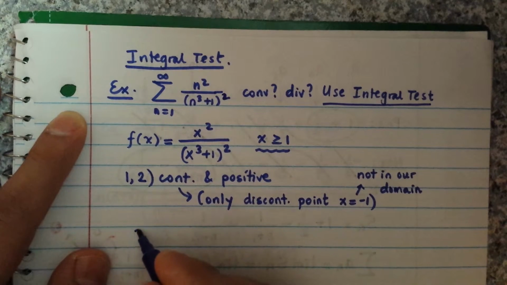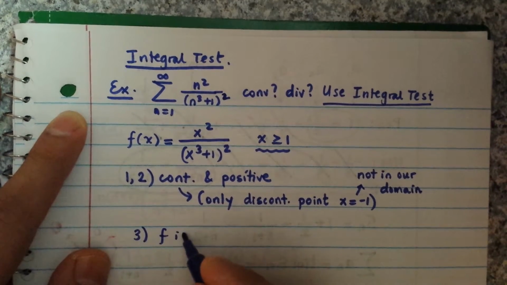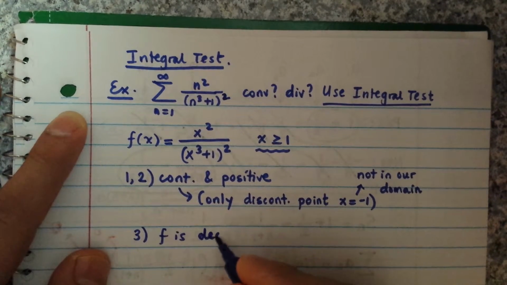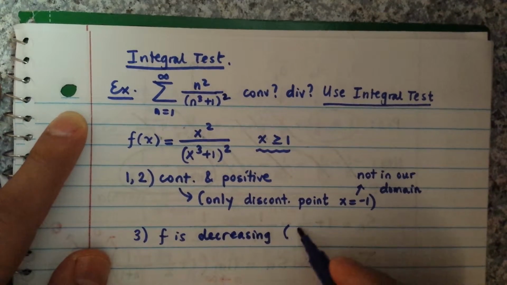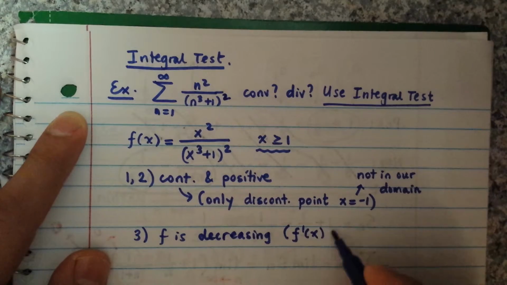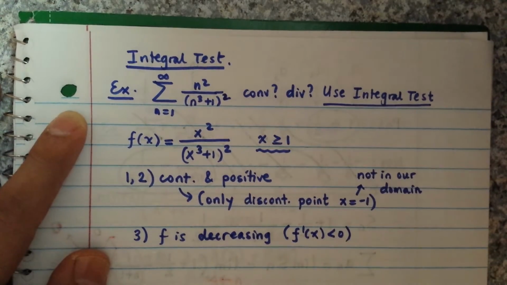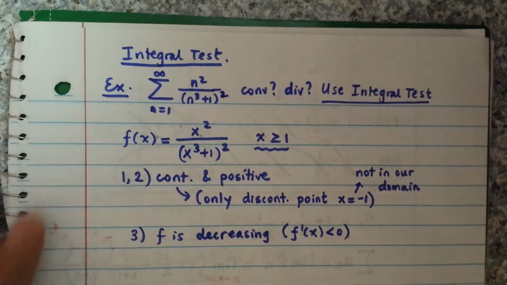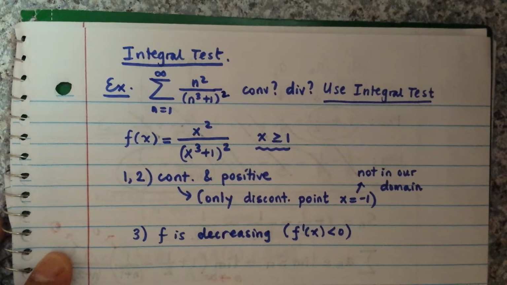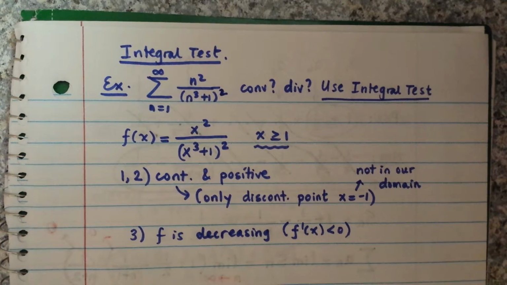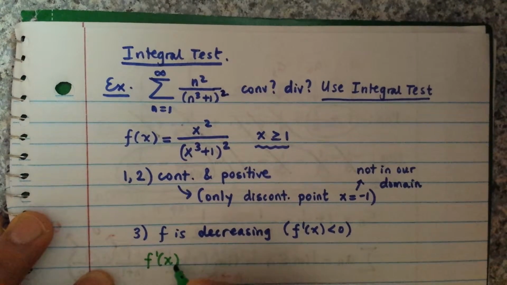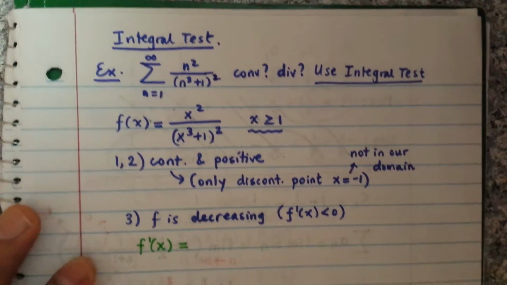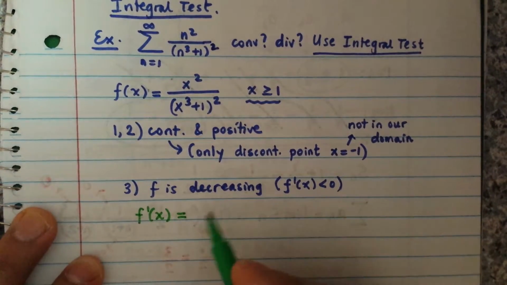And for the third condition, we have to show that f is decreasing on our domain. So in order to show this, we have to prove that f prime of x is negative after some point. This is what we really need to show. And for f prime, you need to use the quotient rule. It will be so simple, but you need to use the quotient rule.